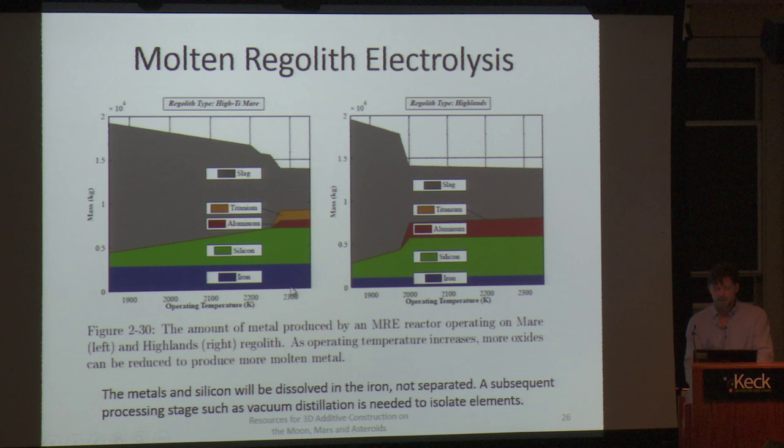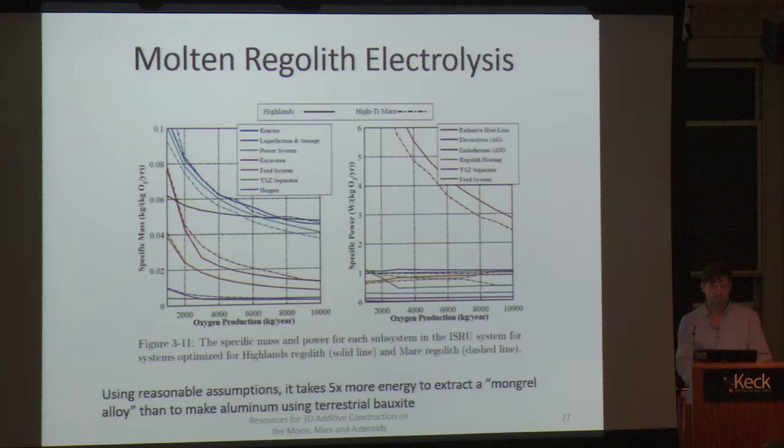Sam and company have done a lot of work doing the physical and chemical modeling, full physics modeling, and they've looked at the amount of oxygen production compared to the mass of the hardware that you need and the power that you need. It takes about 5 times more energy to extract a mongrel alloy than it would be to make aluminum on the Earth using bauxite. So it is energy intensive.